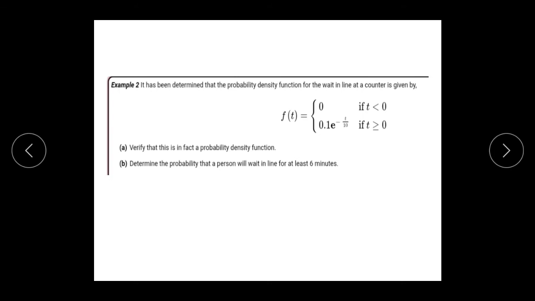0.1 e raised to negative t over 10 if t is greater than or equal to 0. Verify that this is in fact a probability density function. Determine the probability that a person will wait in line for at least 6 minutes.